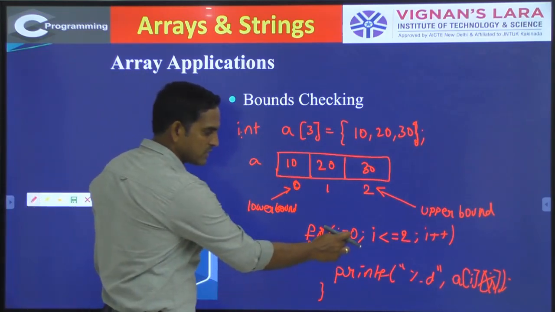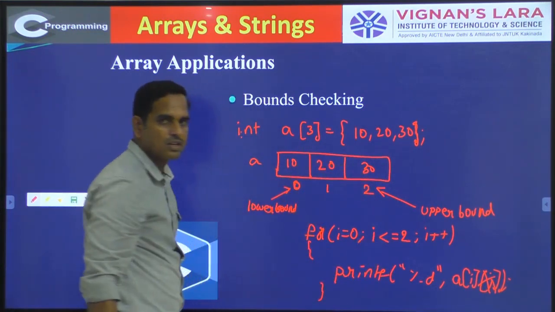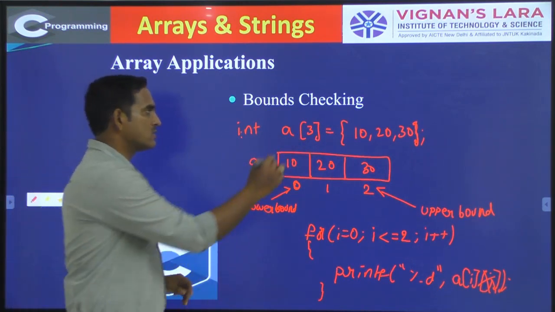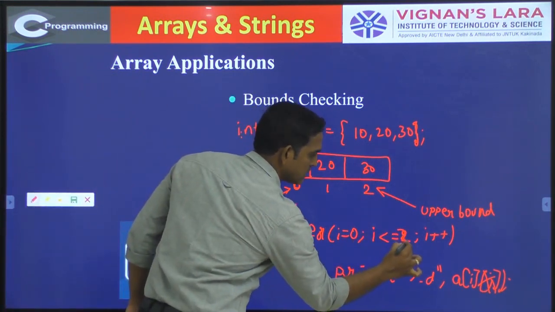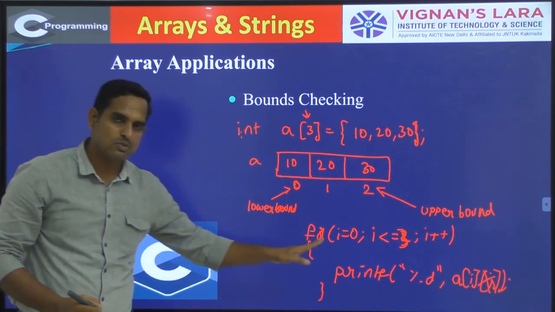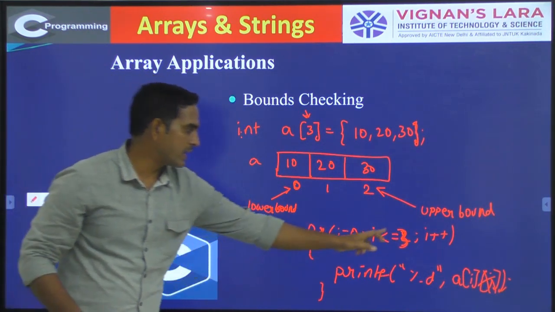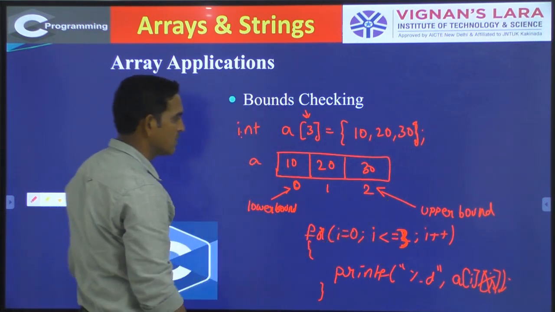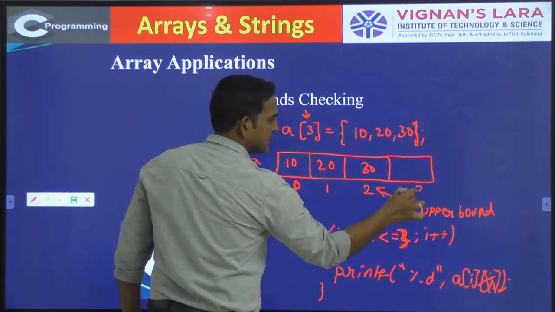So I am specifying the first bound, that is lower bound 0, that is I have to start from 0 and end at 2. But the common mistake we might be making is, since my array size is 3, most of us specify the value as 3, i less than or equals to 3, or sometimes we start from 1 or we end at 3. So when I write the program in this manner, that is I am starting from 0 and ending at 3, what happens?